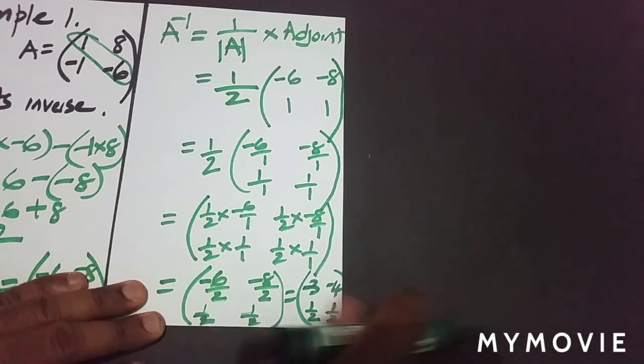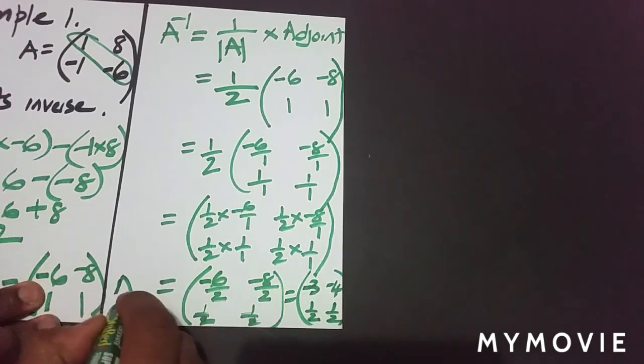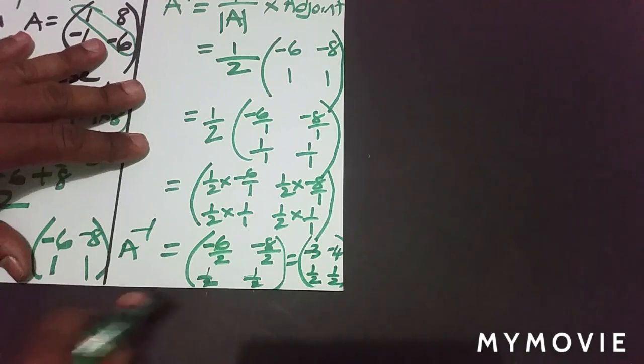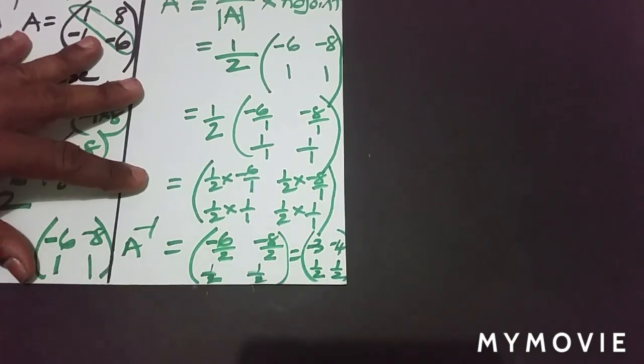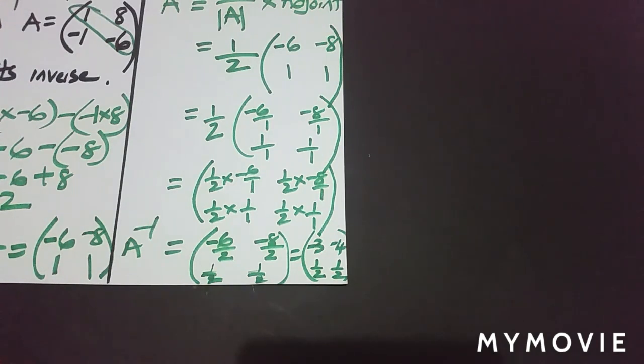So you can just look at that. And that is what the inverse is going to be. Obviously, I've run out of space here, so I've written another line saying the inverse is equal to this matrix. So what we found is that the inverse is equal to negative 3, negative 4, a half, and a half.